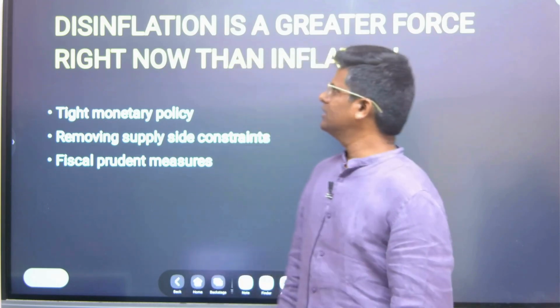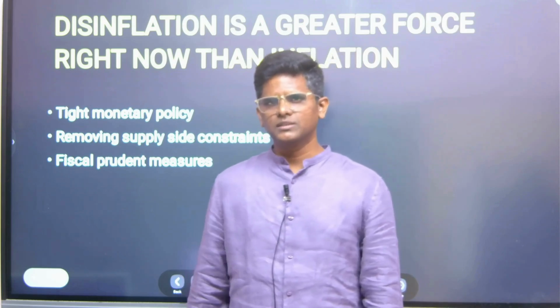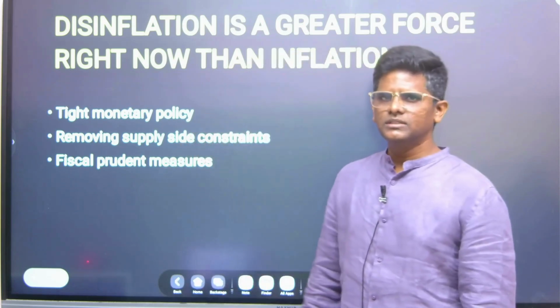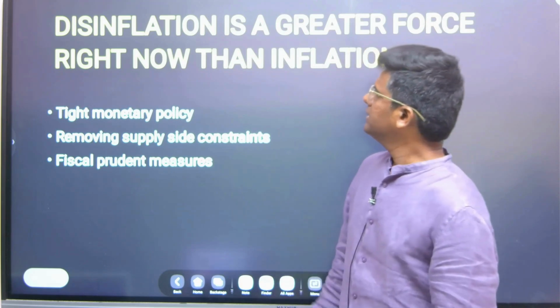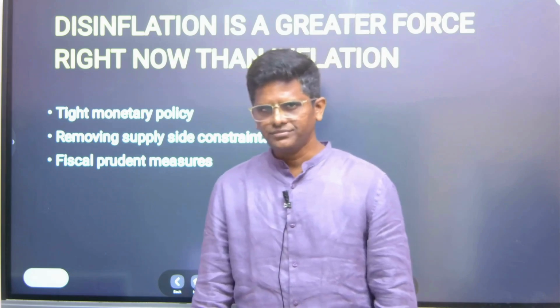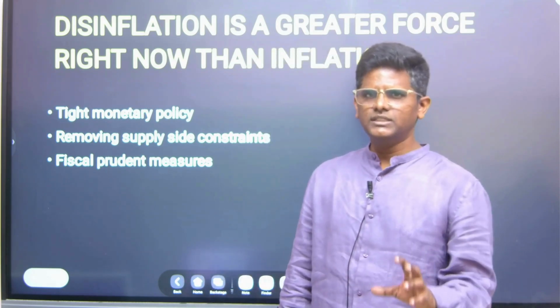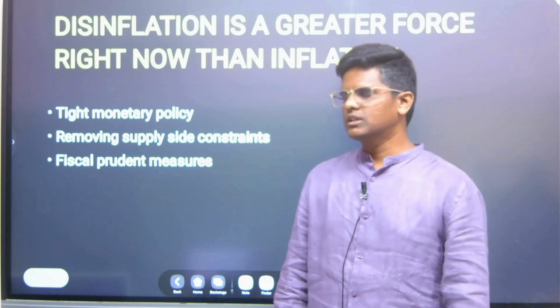Today we'll discuss disinflation and deflation, and how they are related to the concept of inflation. This is today's Hindu newspaper's headline: disinflation is a greater force right now than inflation. So what is disinflation? Disinflation is not exactly the opposite of inflation.